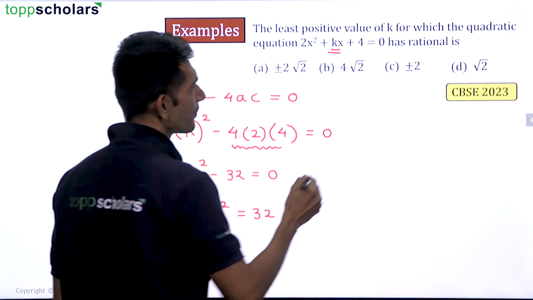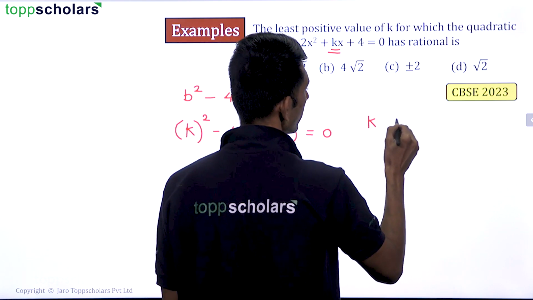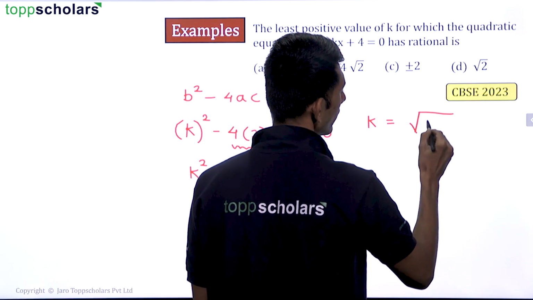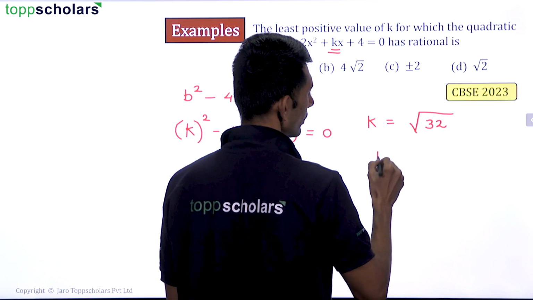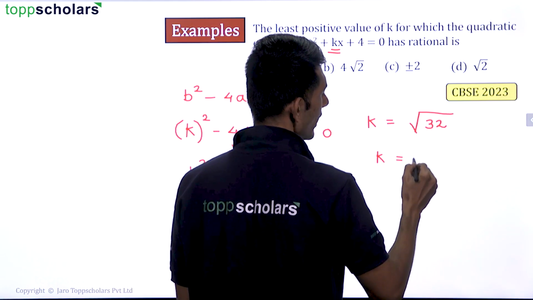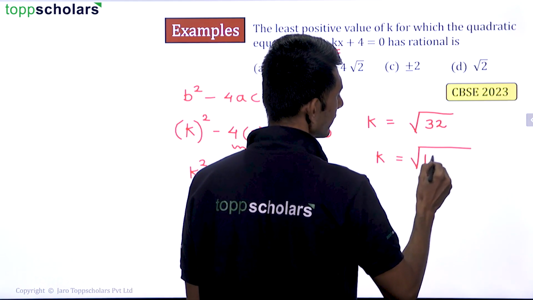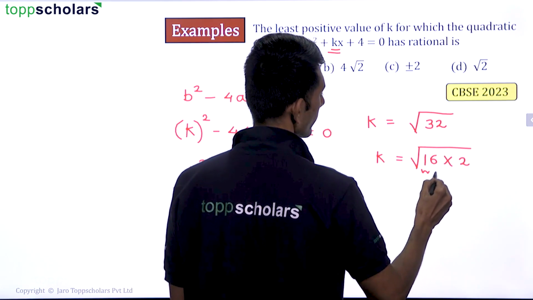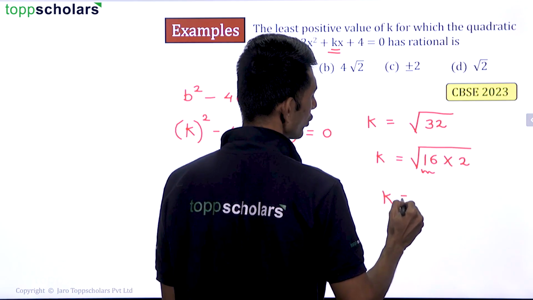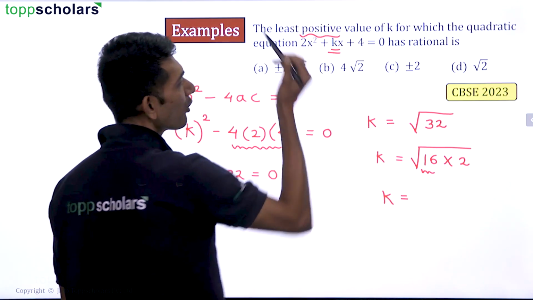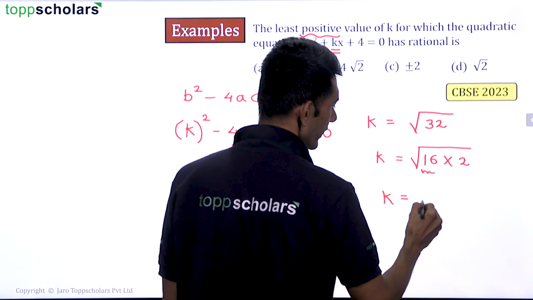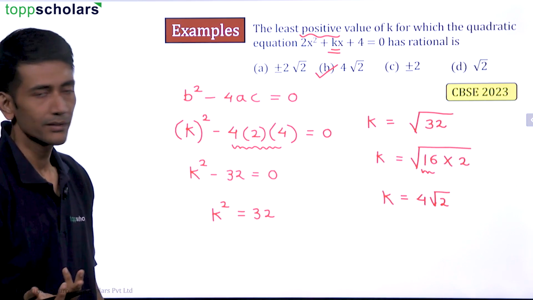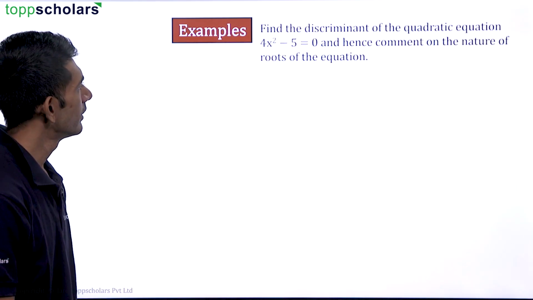So what will be k? k will be equal to under root 32. Under root 32 can be written as 16 into 2. So k will be equal to, actually this is going to be plus or minus, but anyways they say positive, right? So no need to worry here, directly you'll get 4 root 2. Simple. Okay, let's continue. So here is the question.